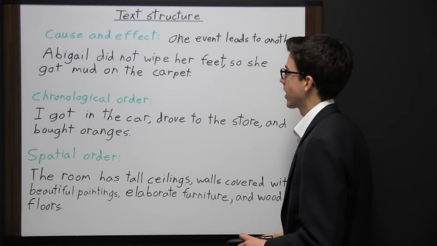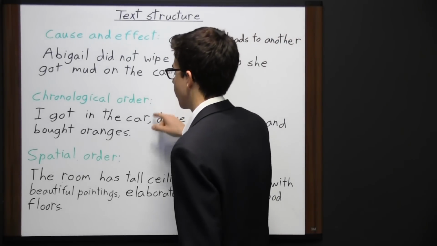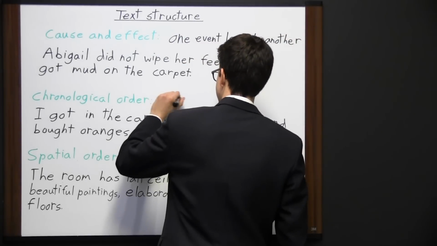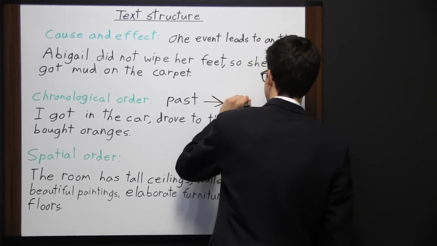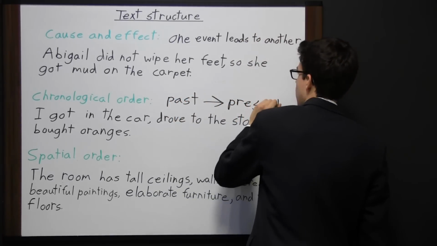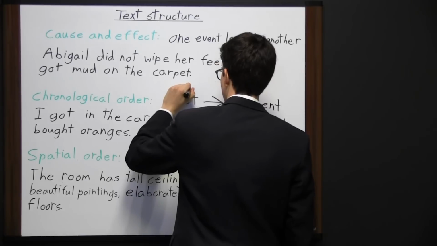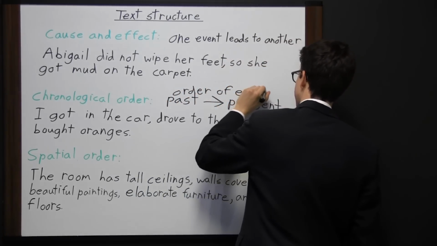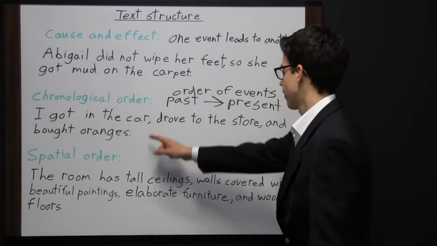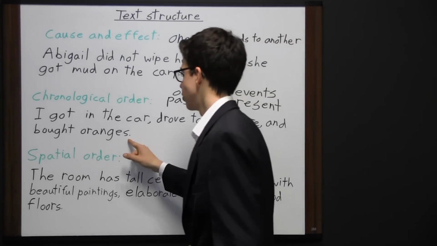Now, a second type of text structure is chronological order. And so this goes from the past, many times, to the present. Or we could say it this way, it gives you an order of events. It says, I got in the car, drove to the store, and bought oranges.